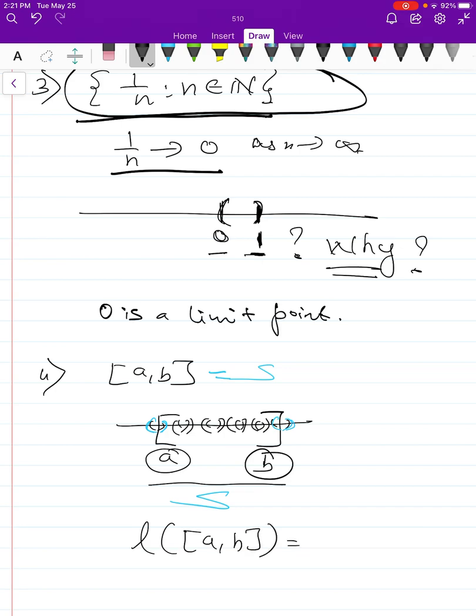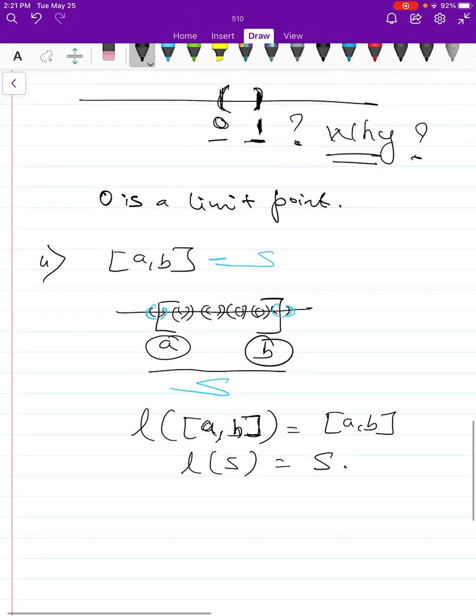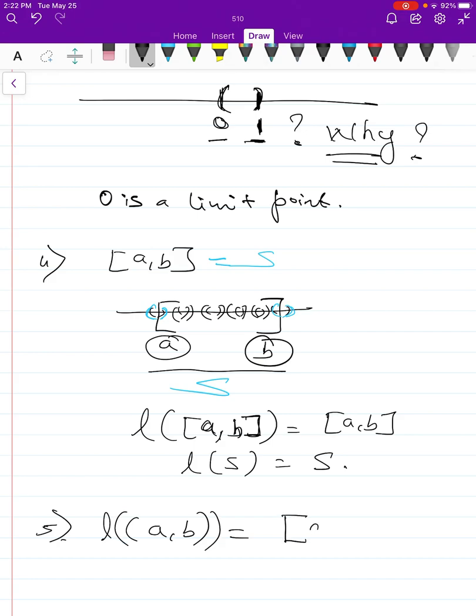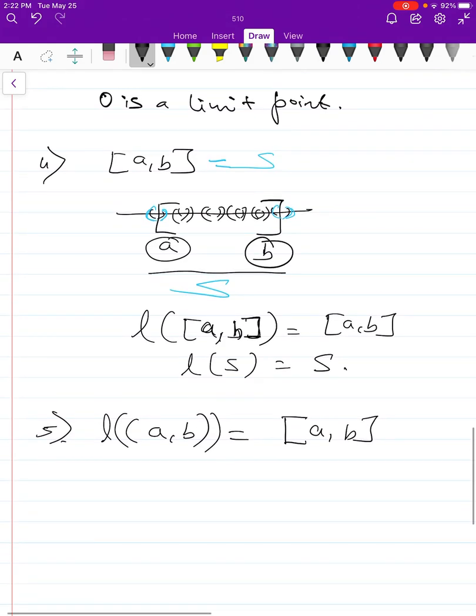So this example tells you that if you have a closed set or a closed interval, the set of all limit points is inside the set itself. Correct? So this is very useful in learning the properties of closed sets. So what about open intervals? We discussed already. The limit points of an open interval will include the endpoints. It will be the closed interval a comma b.